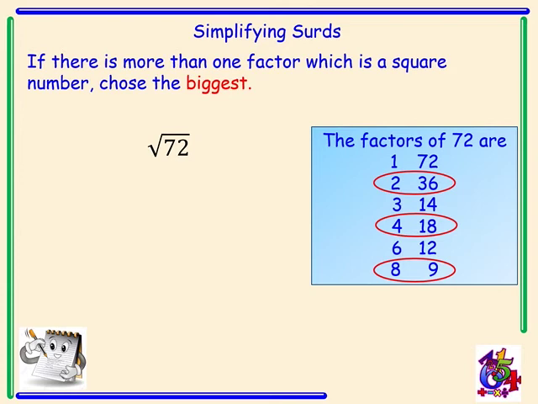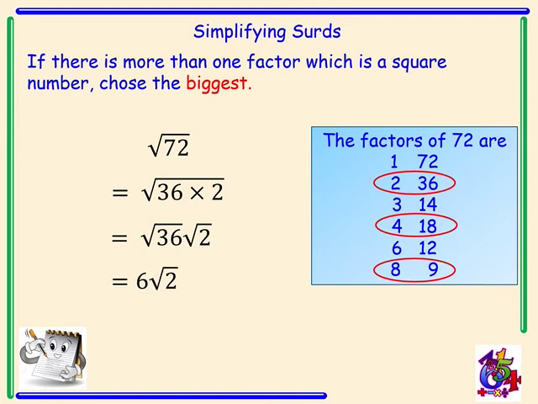So root 72 is going to be rewritten as root 36 times 2. We can then split this up into two roots. So root 36 times root 2. We can take the square root of 36 because it is a square number, which gives us an answer of 6 root 2.